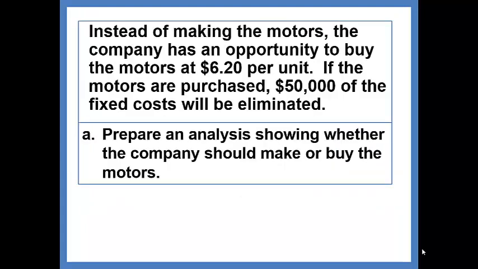Instead of making the motors, the company has an opportunity to buy the motors at $6.20 per unit. If the motors are purchased, $50,000 of the fixed cost will be eliminated. So they can avoid $50,000 of fixed overhead, and of course they can avoid the direct materials, direct labor, and variable overhead if they buy the part from an external supplier. Prepare an analysis showing whether the company should make or buy the motors.